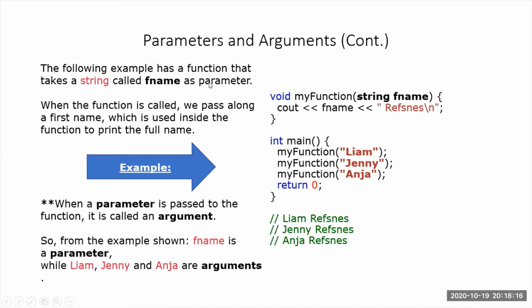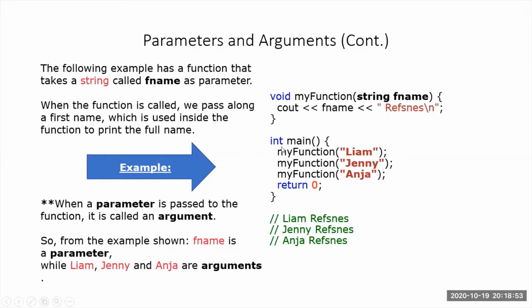So in this example, we have a function that takes a string data type, and the string variable is called fname, like first name. When the function is called, we pass along the first name, which is used inside the function to print the full name. So instead of printing out all the time, cout Jenny or something like that, and the function will only print Jenny anytime you call it in the main, you can make it dynamic where you can pass whatever value to the function, and it will act on it within whatever is inside that function.